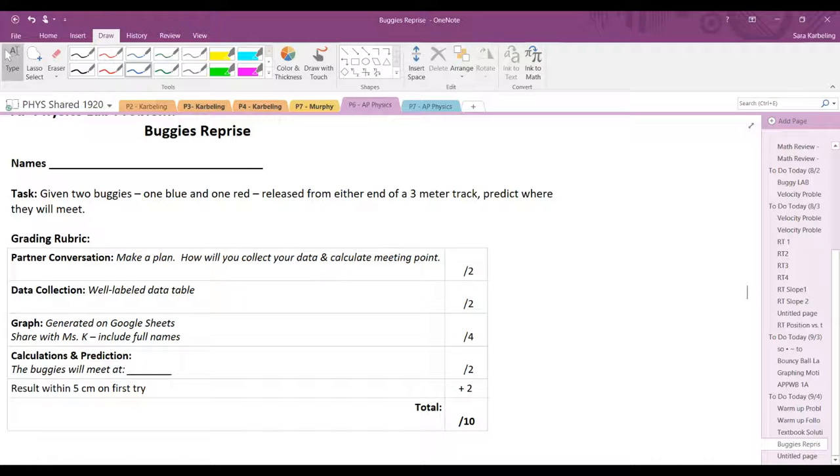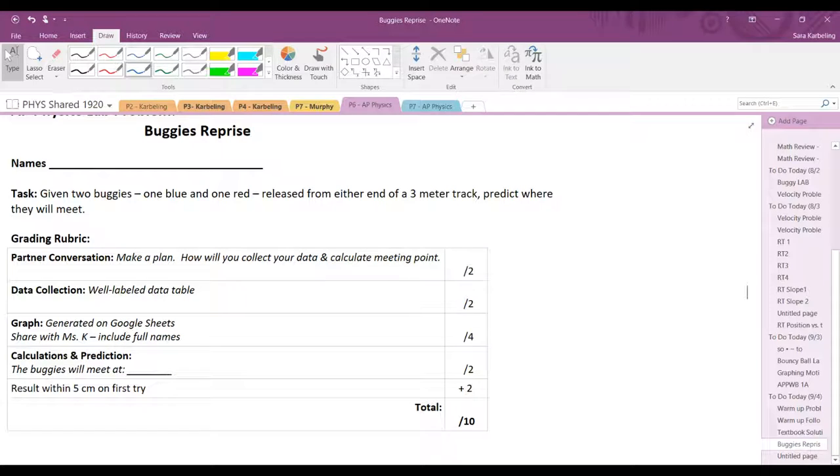Your goal is to figure out, not by trial and error, I want to make that very clear, not by trial and error, where those 2 buggies will meet when they start from either end of a 3-meter track. Out on the floor outside my room are 2 pieces of tape that are 3 meters apart. Once you've done all of the work, you and your partner will make a prediction, and we'll get a washer and you'll measure where you're going to put that washer. Then I'll let you go, 1, 2, 3, go, and we'll see if it worked. Does that make sense? That's the goal for the day today.